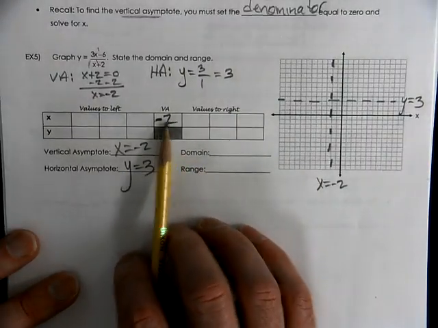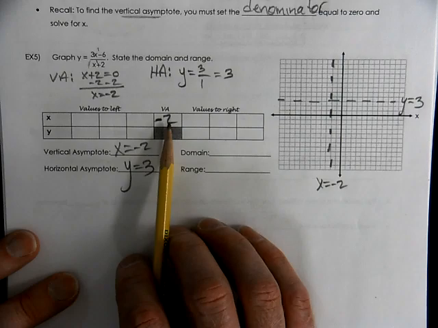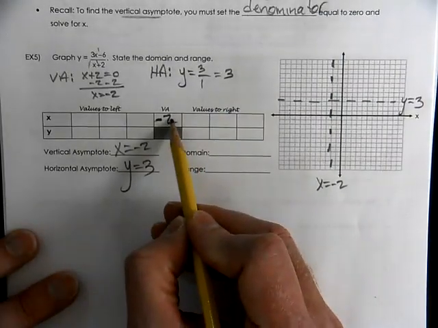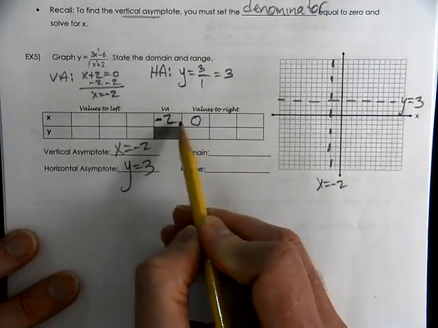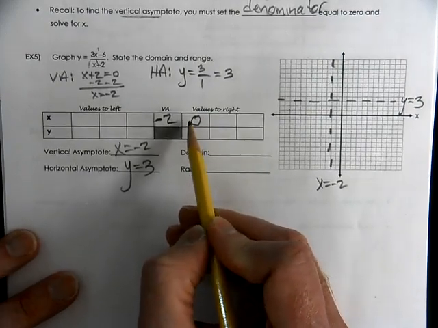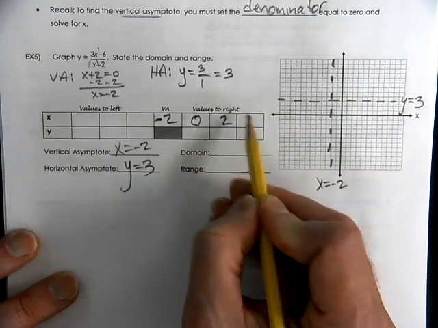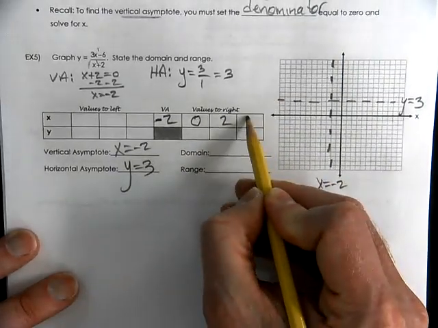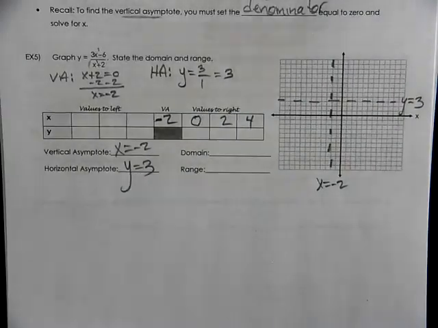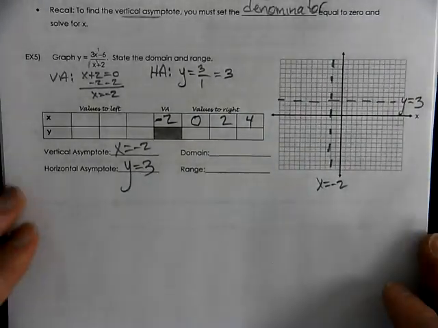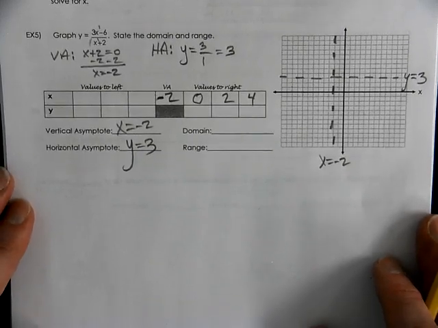So what is 2 numbers to the right of this? 2 numbers to the right of -2 would be 0. What would 2 to the right of that be? 2. And what's 2 to the right of that? 4. You can go any distance you want. I'm just suggesting to leave some gaps, space it out, do the best you can. Any numbers you want to use.